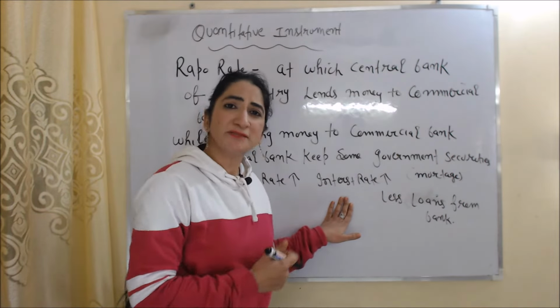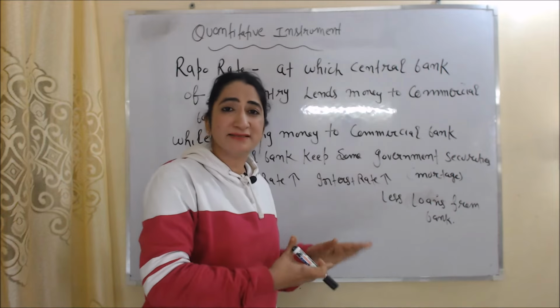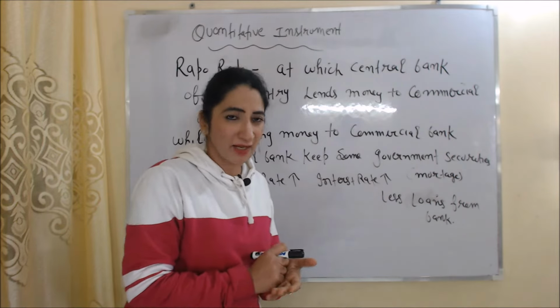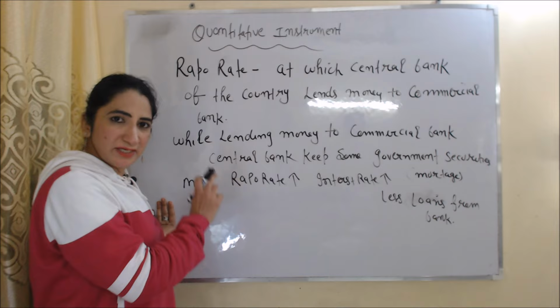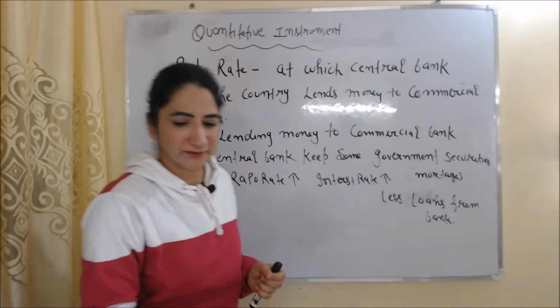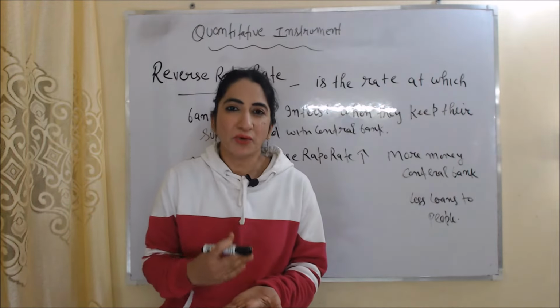As interest rate increases, people will take less loan from bank. As a result, money supply will reduce in the market. On the other hand, if central bank wants to increase money supply, it will reduce repo rate. Now we are going to talk about the next quantitative instrument.